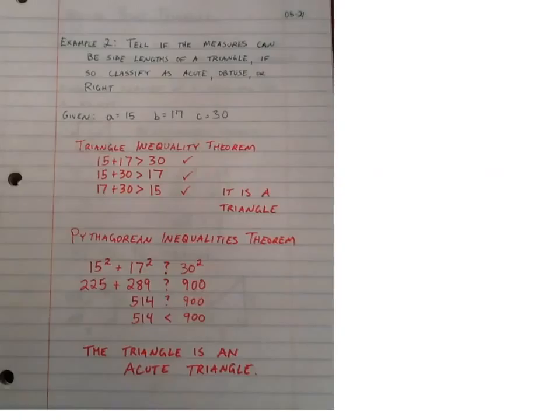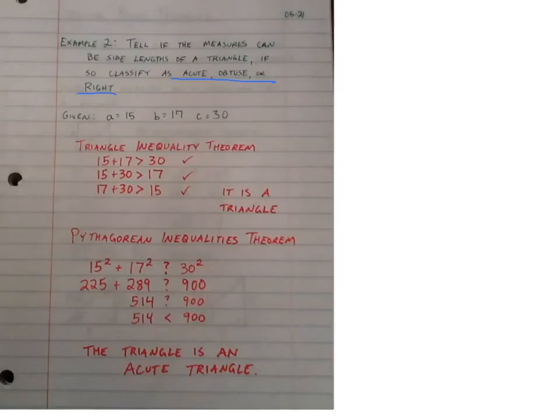Alright, let's look at an example which uses the Pythagorean Inequalities theorem. Example 2. Tell if the measures can be side lengths of a triangle. If so, classify the triangle as acute, obtuse, or right. So right now we don't know what type of triangle we have, or if we even have a triangle.